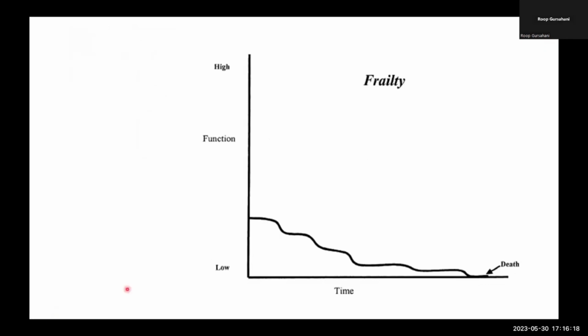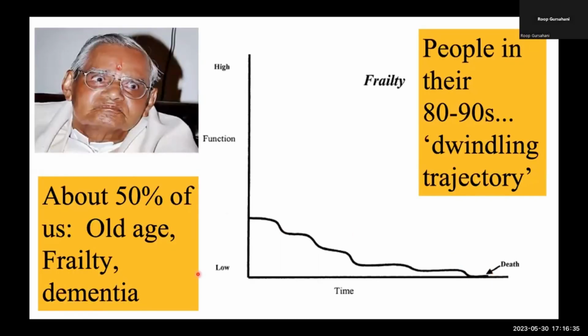And then people who have taken good care of themselves reach their 80s. And obviously their function is not very good. And they dwindle in a fluctuating kind of fashion over a long period of time. And typically this is people in their 80s and 90s. We call this the dwindling or the frailty and dementia trajectory. And this will be the reward of those 50% of us who take reasonably good care of ourselves and are in good health until we reach our 80s.